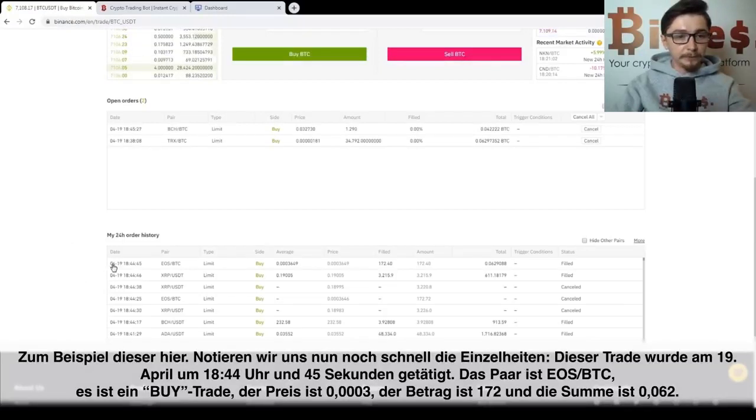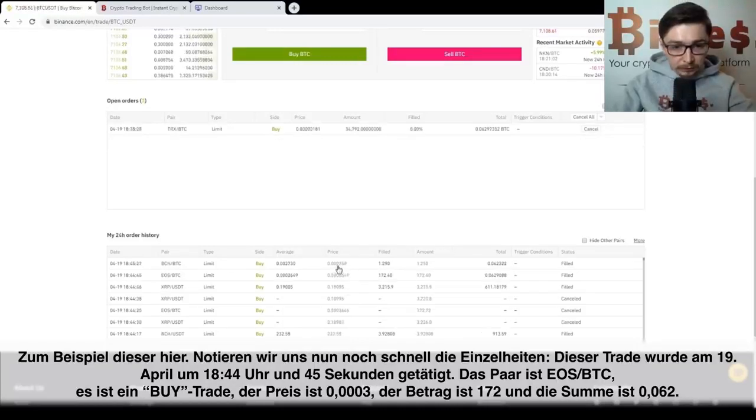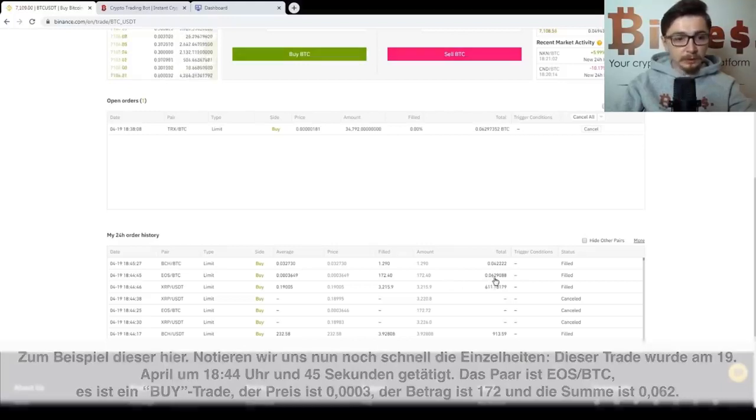For example, this one. So let's quickly note its details as well. This trade is made on April 19 at 18 hours 44 minutes 45 seconds. The pair is EOS to BTC. It's a buy trade. The price is 0.0003. Amount is 172 and total is 0.062.